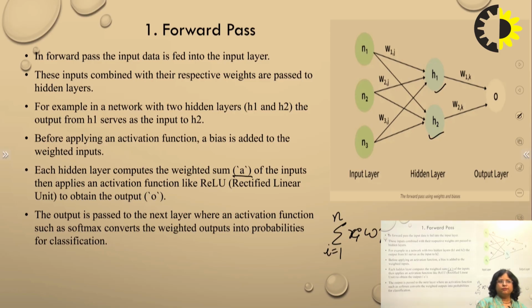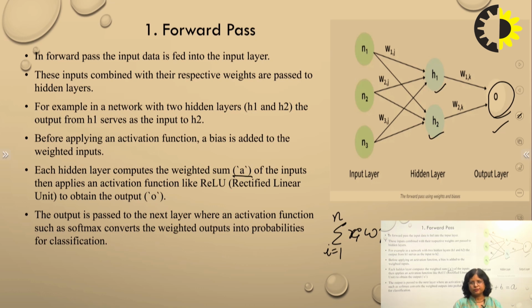This is where an activation function like softmax can be used to convert the weighted sum to probabilities according to the classes we have. So this is the procedure of the forward pass. The forward pass completes when we reach the output layer, and the output is produced in the form of some probabilities.